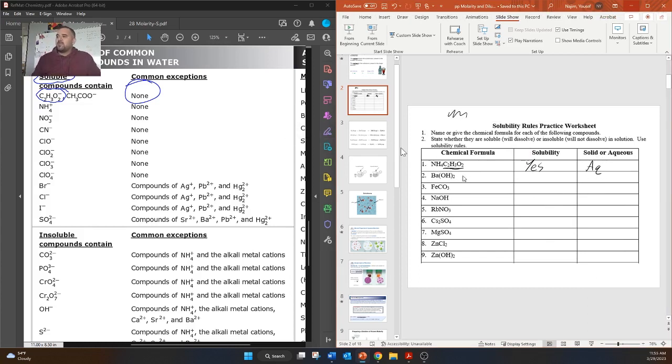Now let's look at the next one. The next one is barium hydroxide. So we're going to look for hydroxide. Here's hydroxide right here. So hydroxide is on the insoluble list, which means if we put some hydroxide in water, what's going to happen? It's going to form a solid in solution, but it's got exceptions. So the exceptions to it are if it's bound to ammonium, if it's bound to an alkali metal cation. So what's an alkali metal?